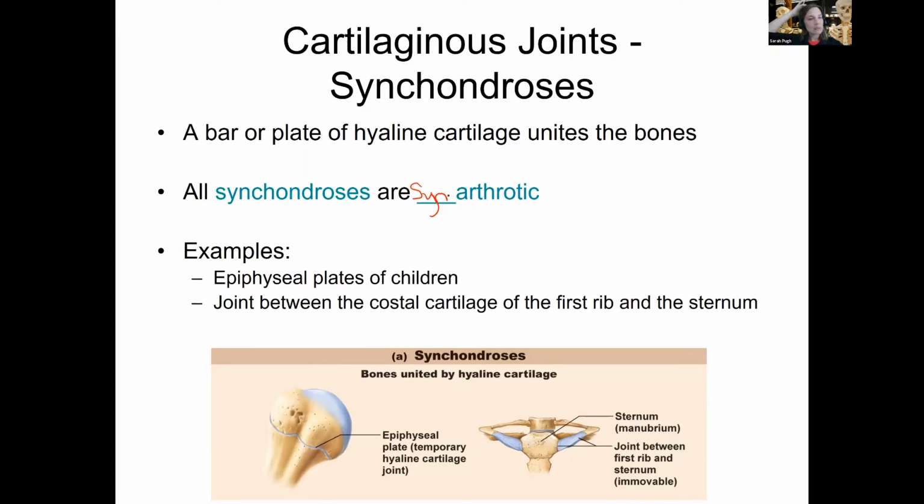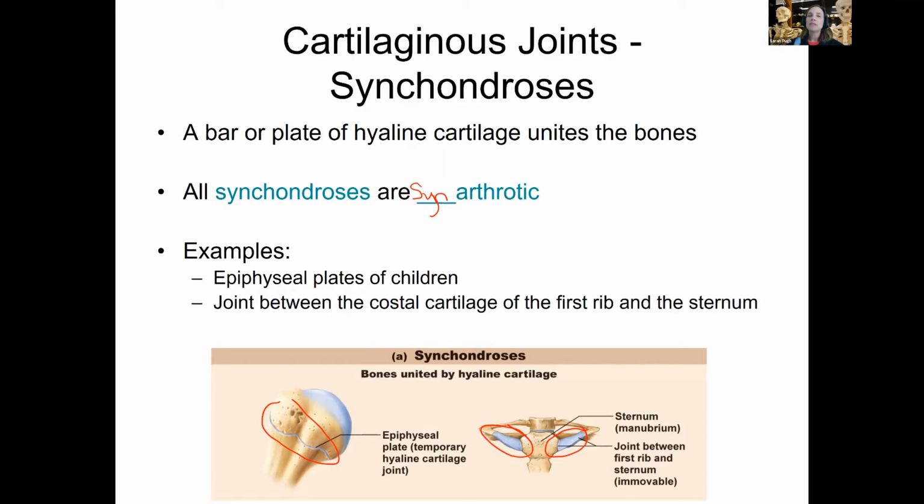And examples of these: the epiphyseal plate. Remember this big bar of cartilage in here. It's uniting the epiphyses and the diaphyses together. That is considered a synchondroses. It is an immovable cartilaginous joint. Another one is right here. It is the costal cartilage that connects the very first rib to the manubrium, to the sternum.